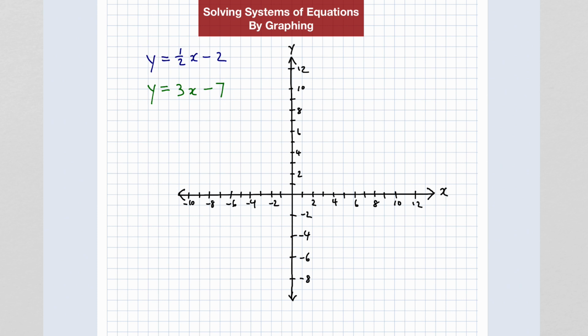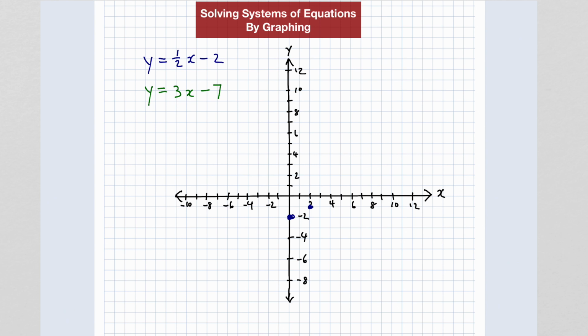Okay, so if we were to graph the first equation, y equals 1/2 x minus 2, since this is already in slope-intercept form, y equals mx plus b, we can go ahead and plot the y-intercept, which is going to be minus 2. So that's going to be down here. And then we see that our slope is 1/2, which means we're going to rise 1 and run to the right 2. So starting from here, we're going to rise 1 and then run to the right 2. We're going to draw a point there, and we'll just do another one.